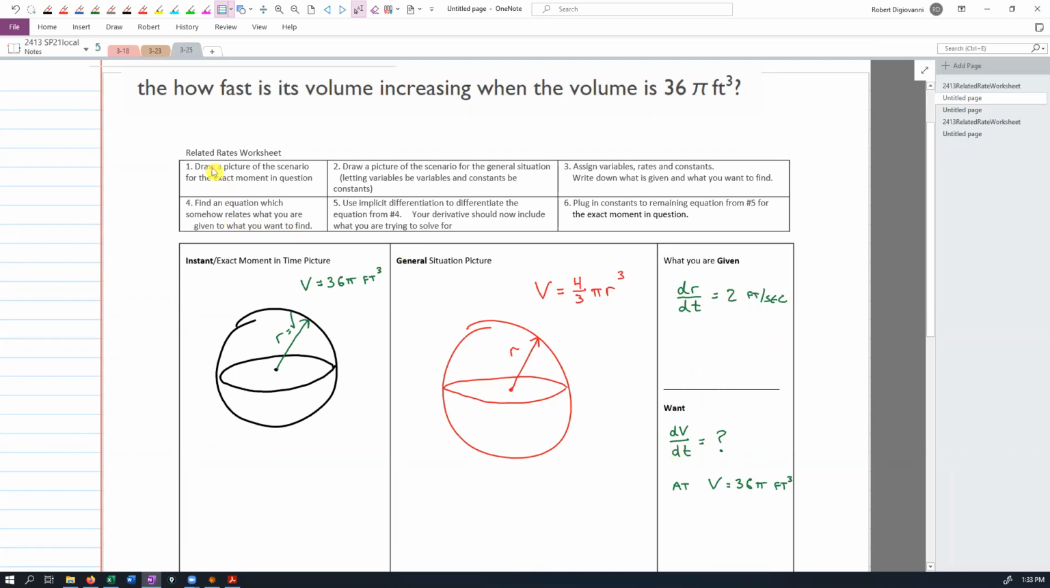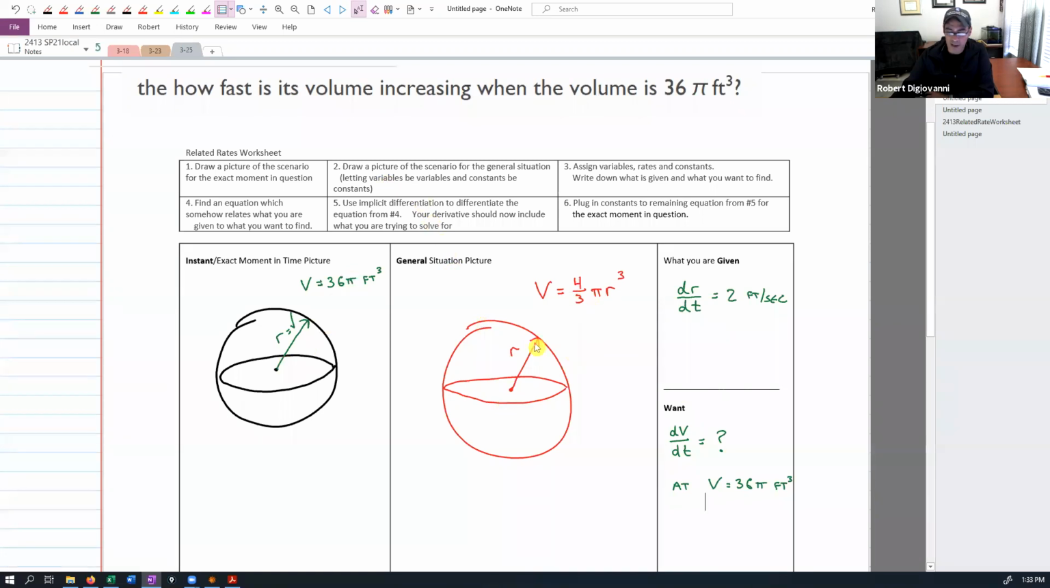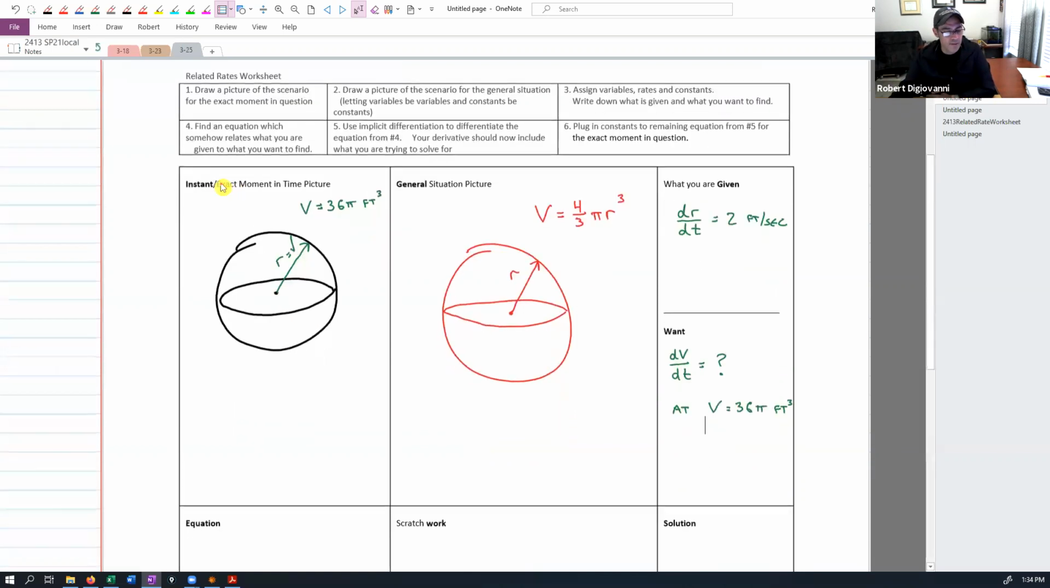So look, I'm going to just recap. We drew a picture of the exact moment in time. We drew a picture of the general situation where we can't fix anything. We assigned variables and any rates of change. We wrote down what we were given and what we wanted to find. R here is the radius, R is in our picture. V here is our volume, V is in our picture. All of our variables relate to the pictures, and the equations are all connected to one another, right? The next thing is to find an equation which somehow relates what you are given to what you want to find.